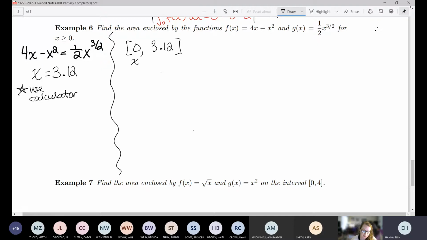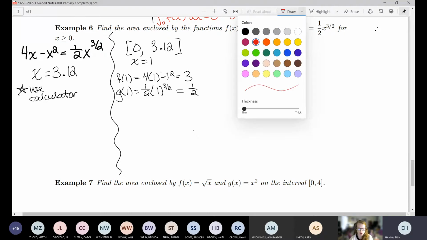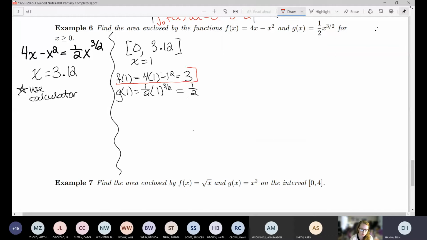But if you wanted to do this algebraically, you pick a point between 0 and 3.12. Absolutely any point you want between those two numbers. I'm going to pick 1 because I think it's nice. You're going to plug that number into both functions. So we'll have 4 times 1 minus 1 squared is 3. And then 1/2 times 1 to the 3/2 is 1/2. The reason you do that is because you want to figure out which y value is larger. 3 is larger than 1/2, so our top function for the integral that we need to calculate is going to be f of x.